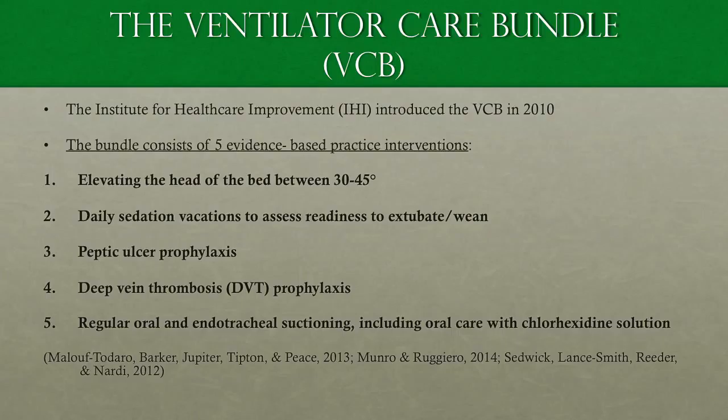The fifth and final intervention of the ventilator care bundle is regular oral care and endotracheal suctioning, including oral care with chlorhexidine solution. Oral secretions and accompanying microbes can play a large role in VAP, which we have discussed on previous slides. Regular suctioning reduces the amount of secretions available for aspiration, and oral care with chlorhexidine decreases the microbes in the oropharynx that may lead to the infection.